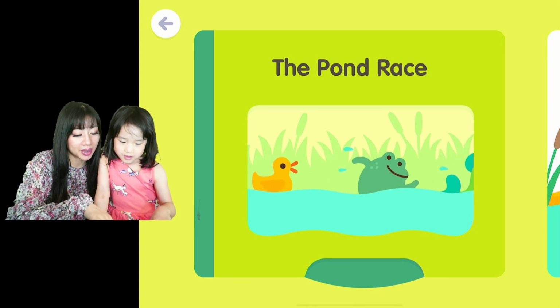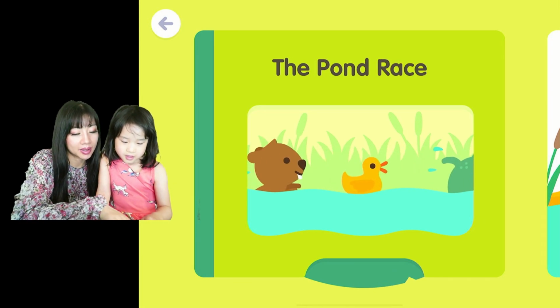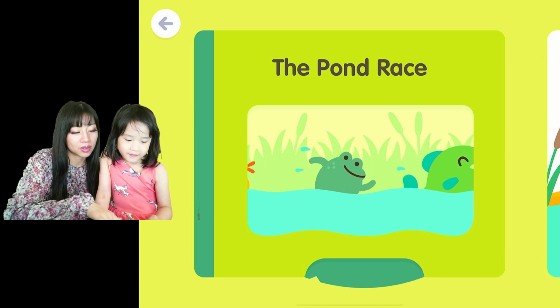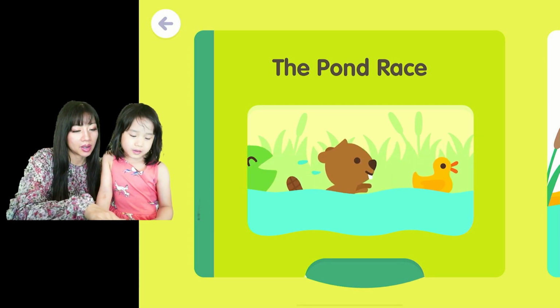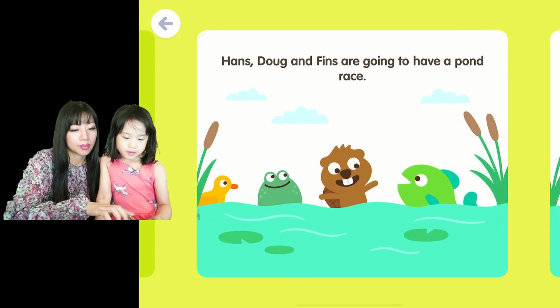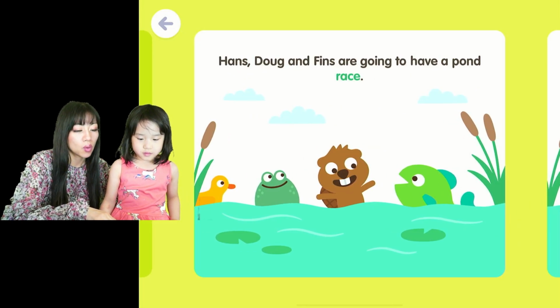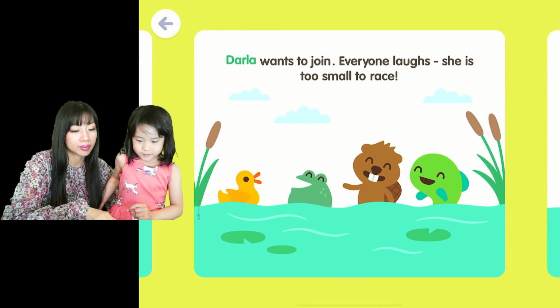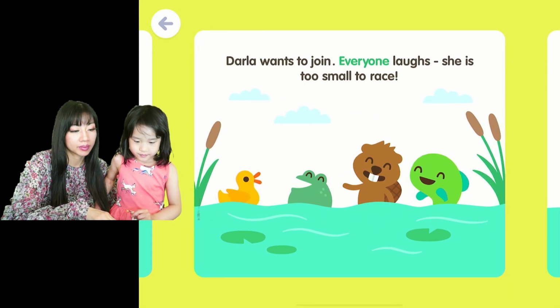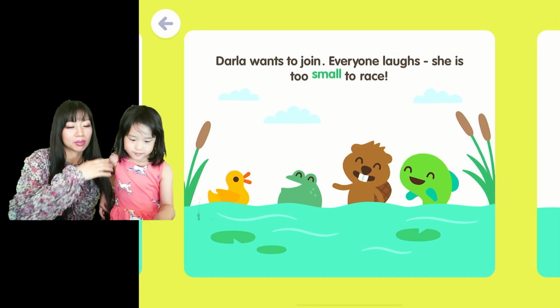Oh, let's see all the animals. Duck. A slow. Beaver, fish. Fish is very fast. Frog, duck. Ooh, okay, let's see. Hans, Doug, and Finn's are going to have a pond race. Ooh, they're gonna have a pond race. Darla wants to join. Everyone laughs. She is too small to race.